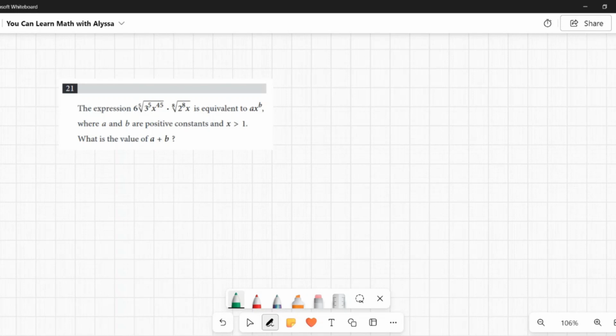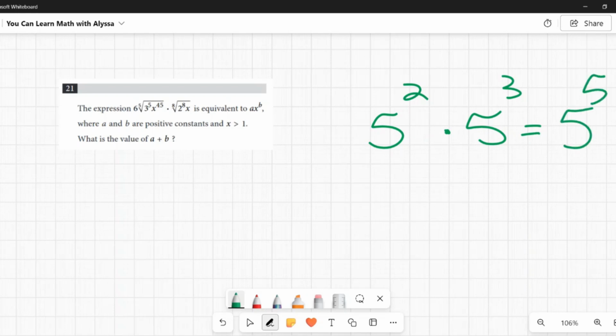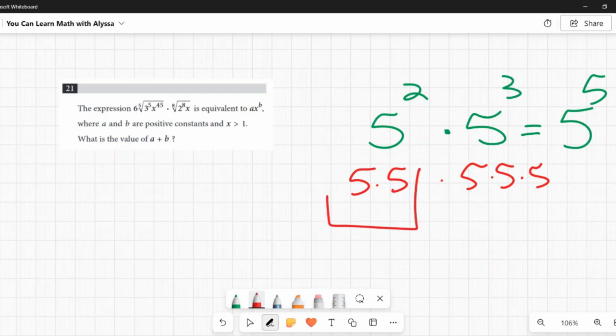This one, you need knowledge of exponents and exponent rules to solve easily and quickly. Here are our base concepts that are going to apply. If I have 5 squared times 5 cubed, I keep the same base and add the exponents. Because this would be 5 times itself 2 times, 5 times itself 3 times, altogether 5 times itself 5 times. So multiplying, same base, add the exponents.